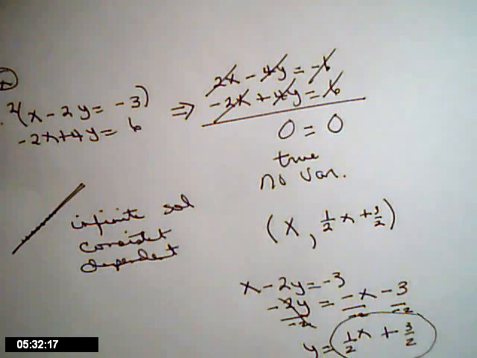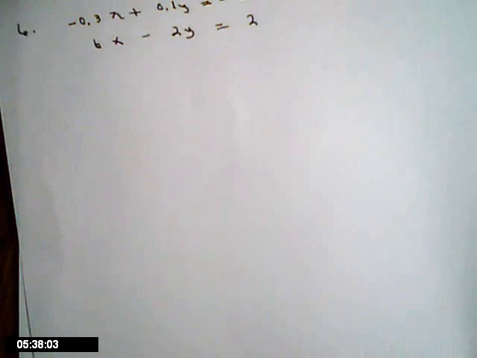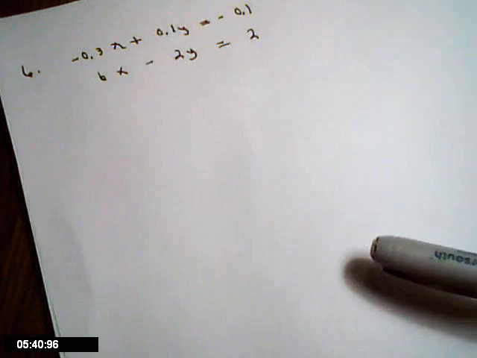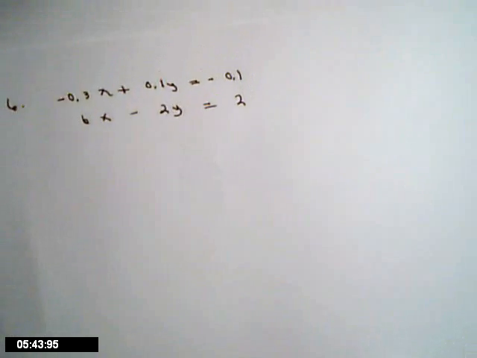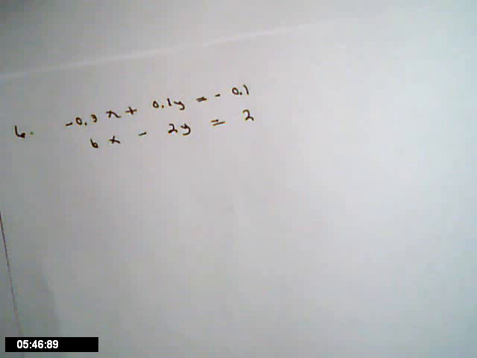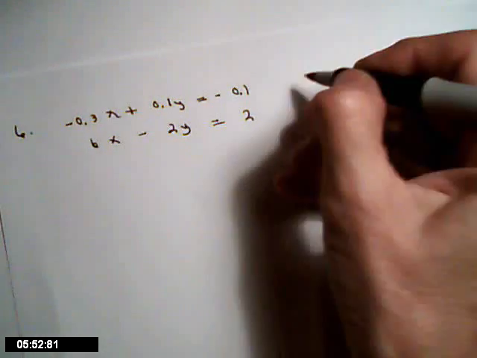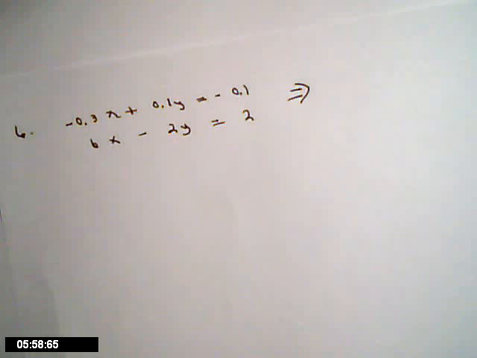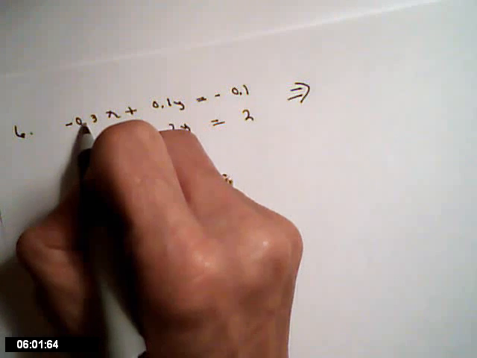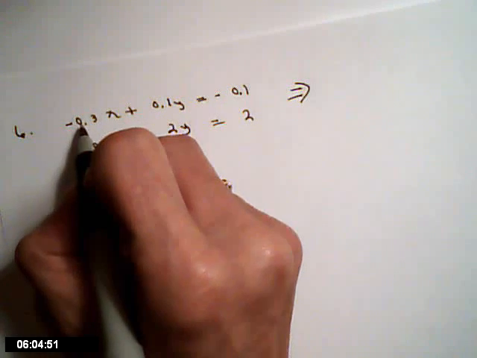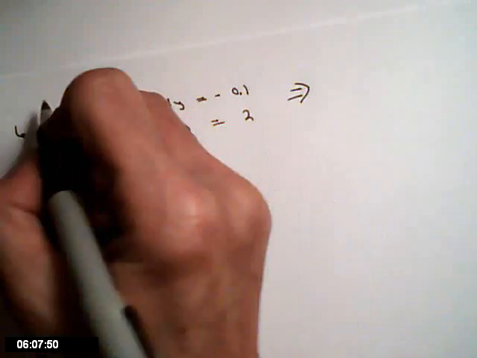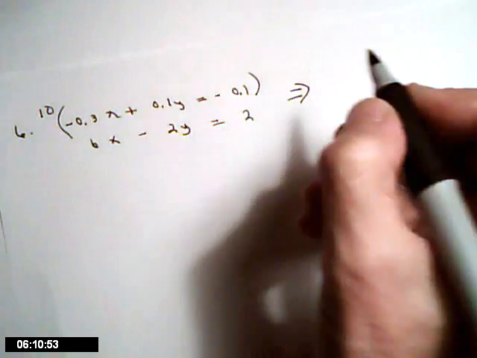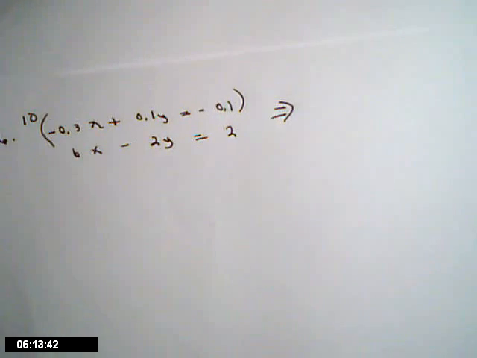Okay? We'll do one more like that just to be sure that we're okay. We'll look at number 6. Negative 0.3x plus 0.1y equals negative 0.1, and 6x minus 2y equals 2. Now I think it's real clear that the second equation looks much easier than the first. So what we want to do is get rid of the decimal. Now each of these has one decimal place, and remember one decimal place is tenths. If I want to move this decimal one place, it's the same as multiplying by 10, and I'd want to do that in every term. So I'm going to multiply by 10. Now that's going to have the same effect as moving the decimal one place.